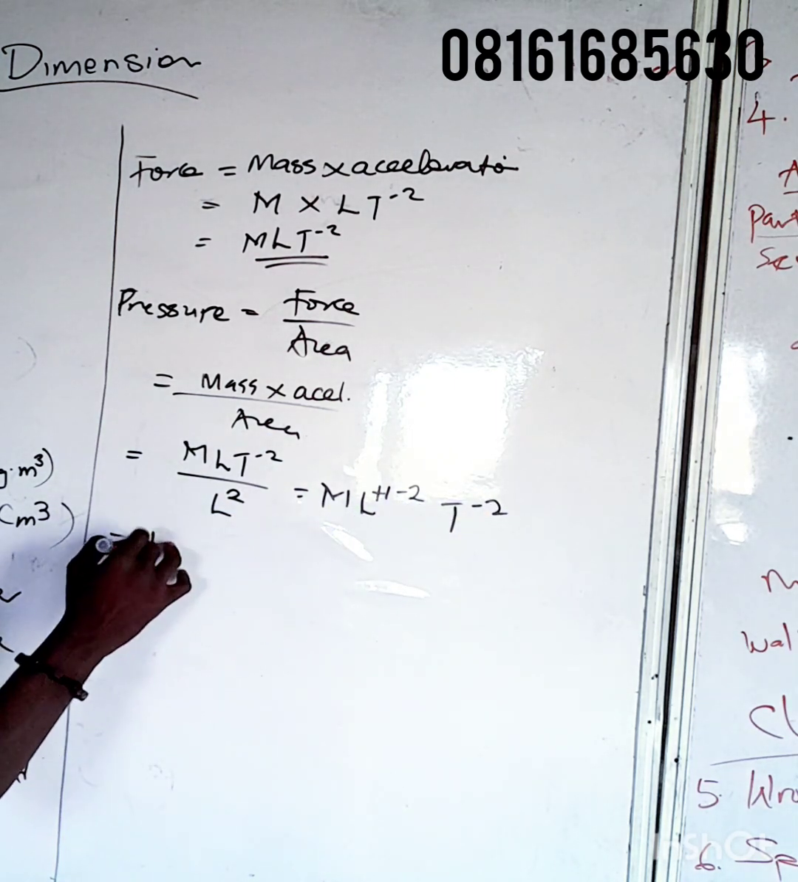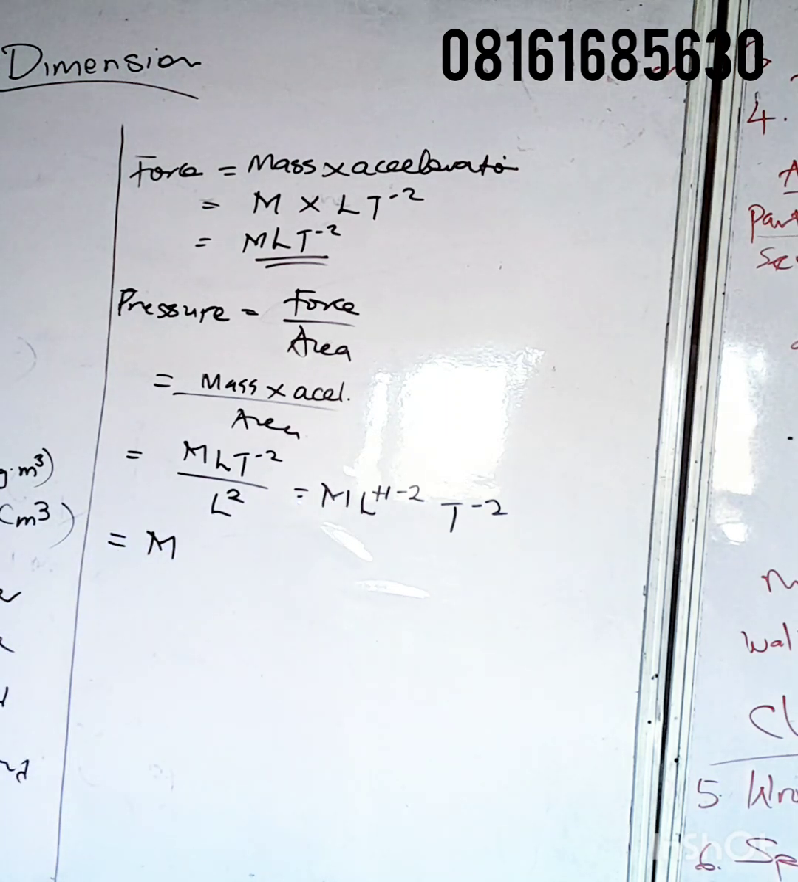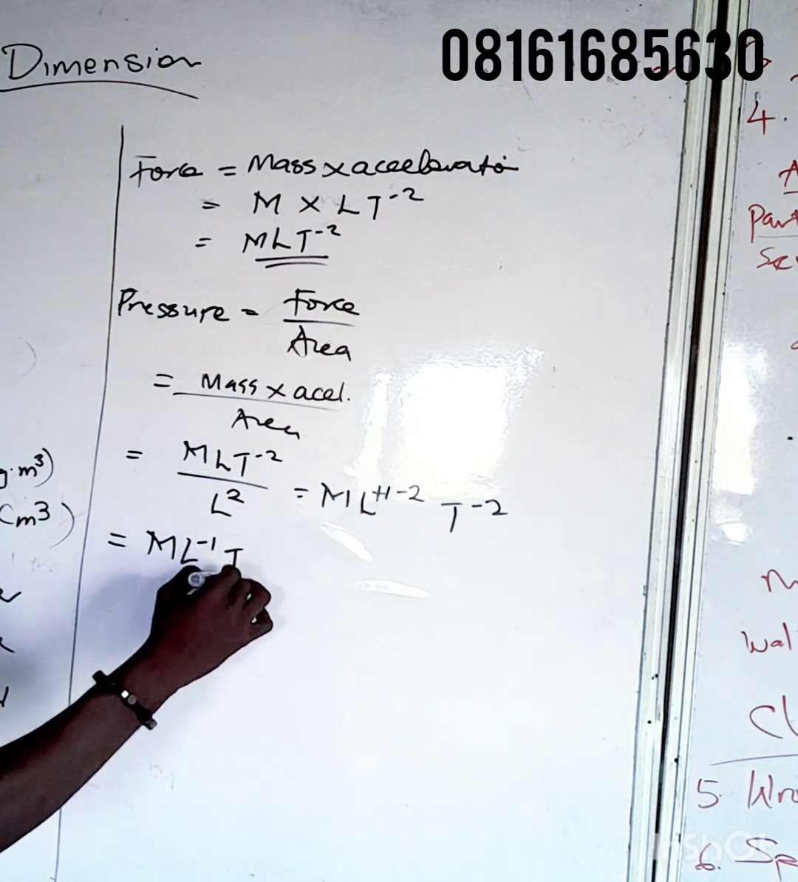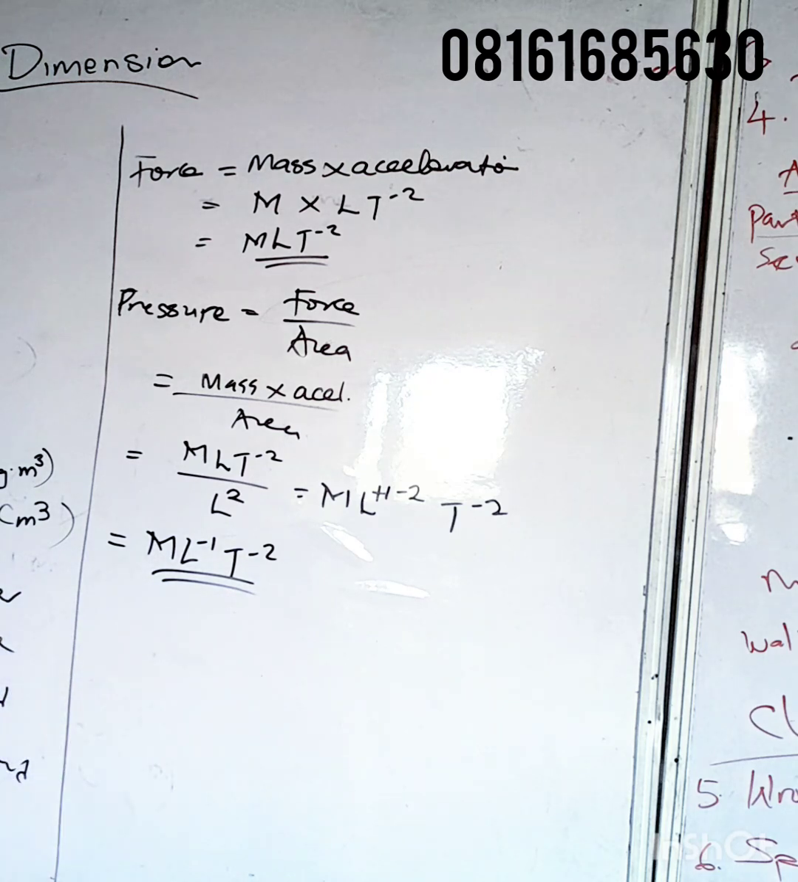Yes, sir. Eventually you have M. So plus 1 minus 2 will give you minus 1. ML to the minus 1 T to the minus 2. That is the dimension of pressure. Are you coping? Yes, sir. Good.